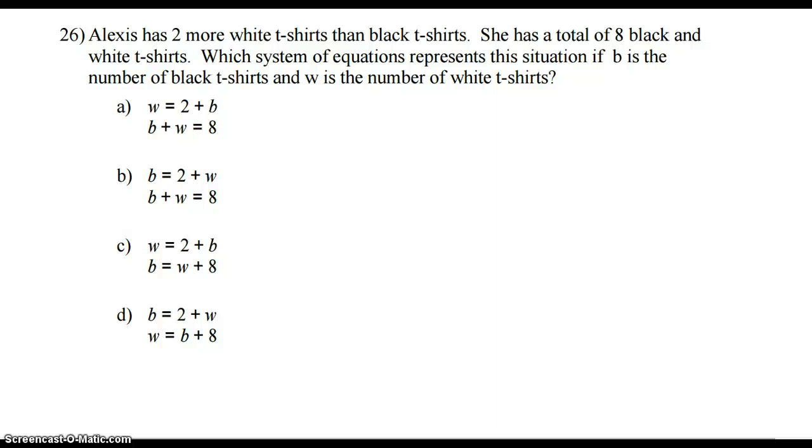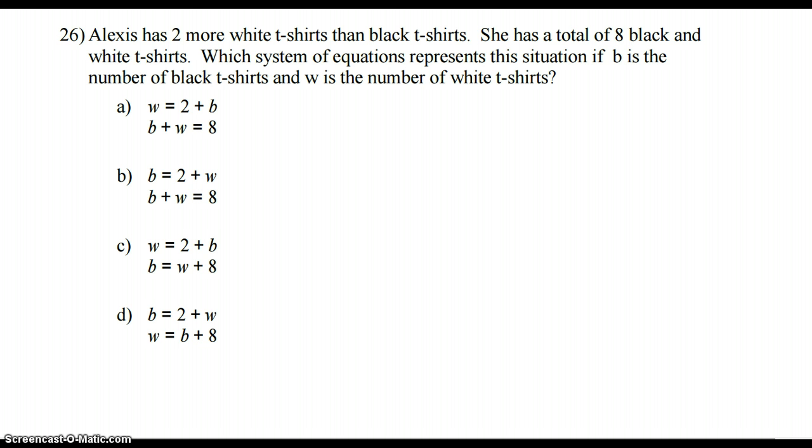Okay, let's check out 26 through 30 on the MCA packet. Number 26 reads, Alexis has 2 more white t-shirts than black t-shirts. She has a total of 8 t-shirts. Which system of equations represents this situation if B is the number of black t-shirts and W is the number of white t-shirts? Okay, checking out all the options.